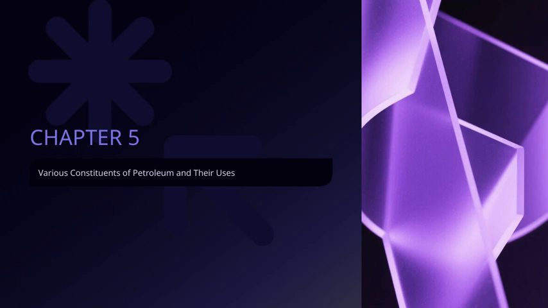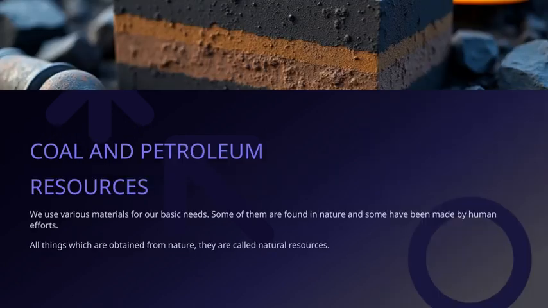Today, we're going to talk about coal and petroleum resources. These are some of the most important materials we use in our daily lives. You see, we rely on various materials for our basic needs, and these materials come from two main sources. Some are found naturally in the environment, and others are created through human effort.